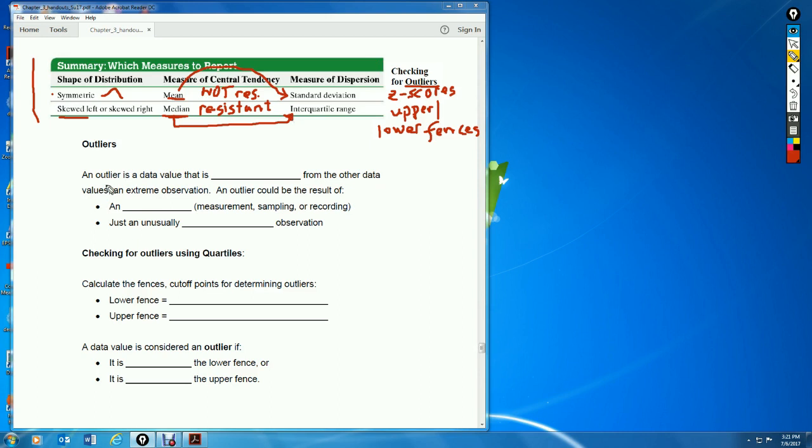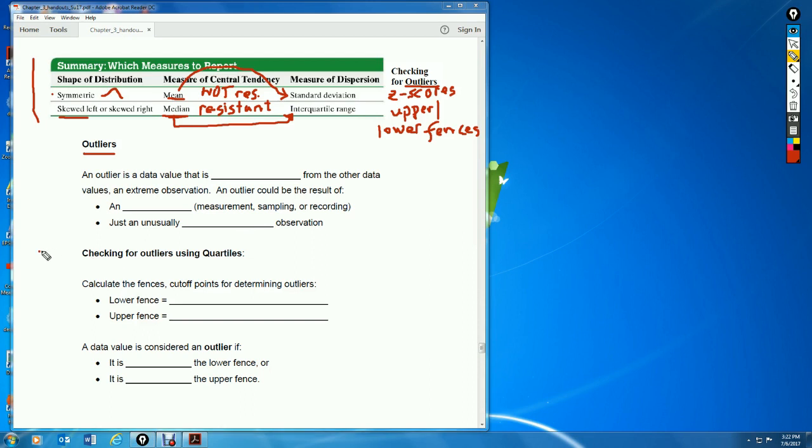All right, so let's talk about outliers more now. We've already mentioned them several times. Basically, an outlier is a data value that is very far away from the other data values. It's extreme. It could possibly be the result of an error. Maybe you made some kind of mistake when you were measuring or sampling. Or it could be just an unusually extreme data observation. That's possible too, okay?